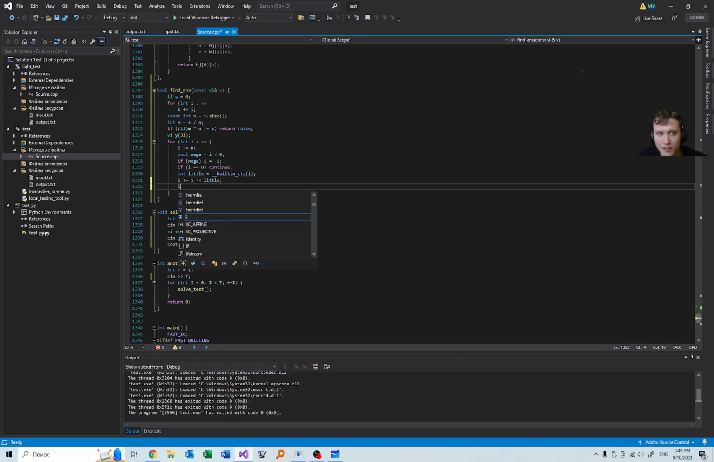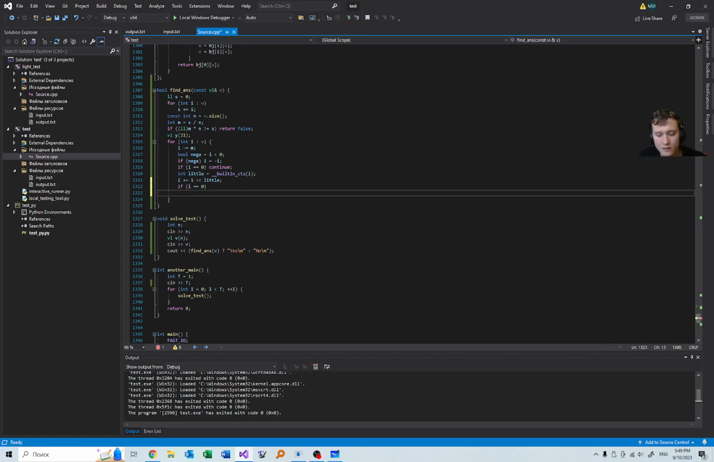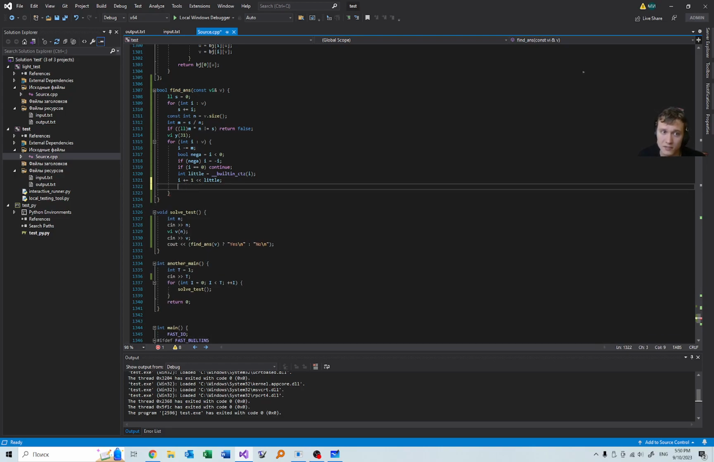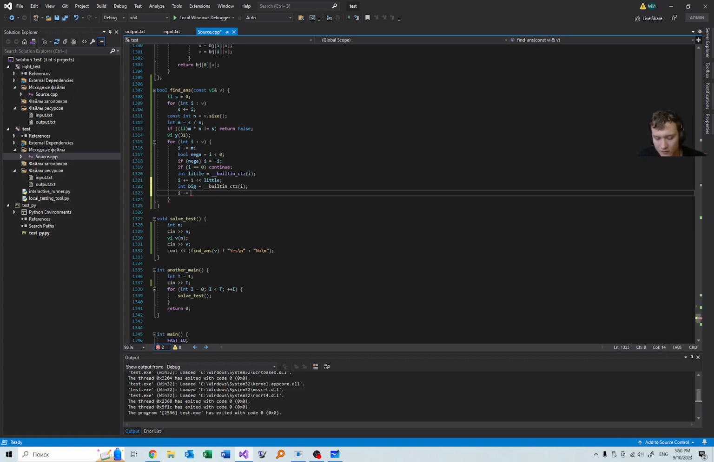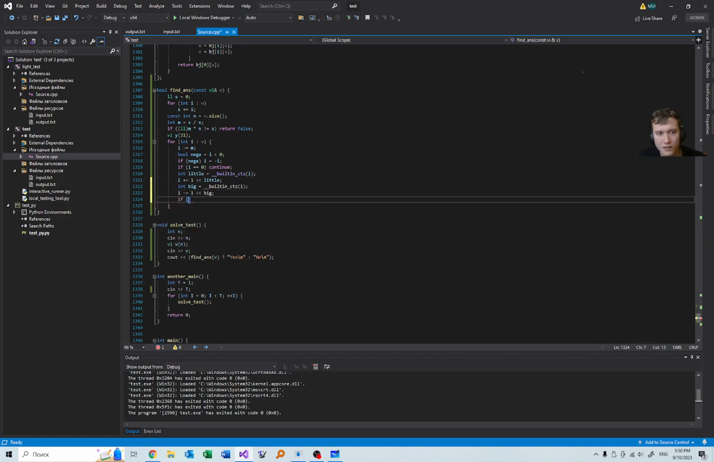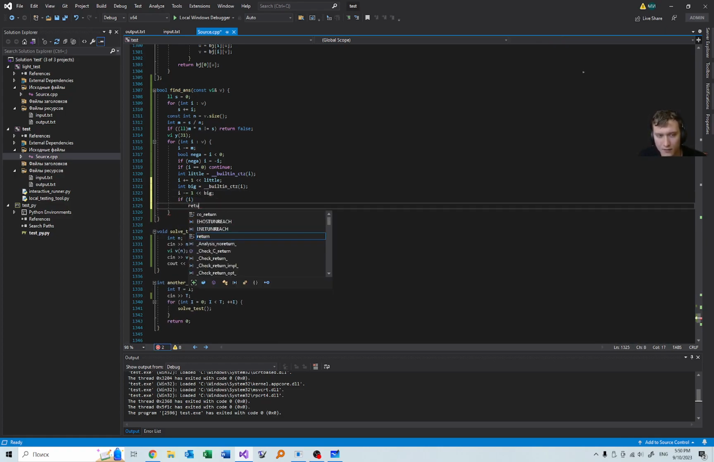And if after that I is equal to 0, then no, it cannot be 0. It really cannot be 0. So after that we say int big equals also built-in ctz of I, and I minus equals 1 over big. So if after that I, then return false.